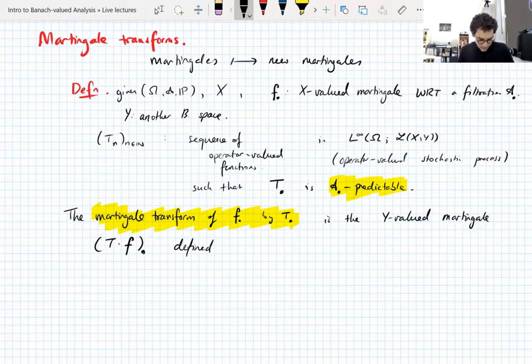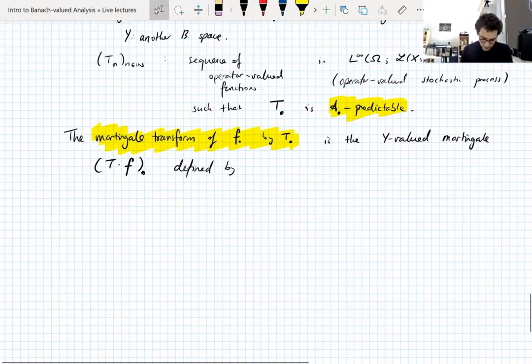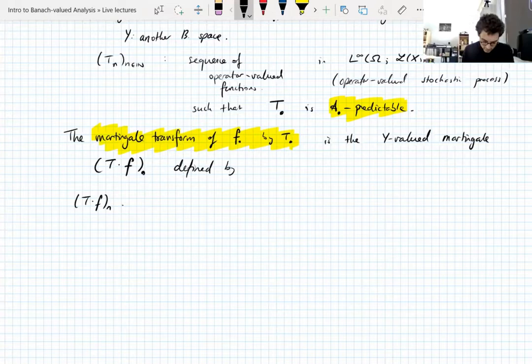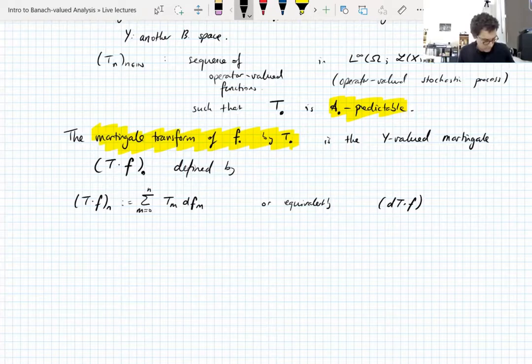And we're going to define it. Well, we could define it in terms of its difference sequence. We're going to define it in two equivalent ways. On the one hand, we can specify the value at time n, which looks a bit artificial the first time you see it. It's a sum of differences of the martingale. Or equivalently, a better way to look at it is explicitly in terms of its differences. So this definition is a much more natural one.